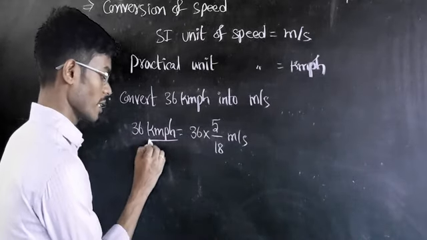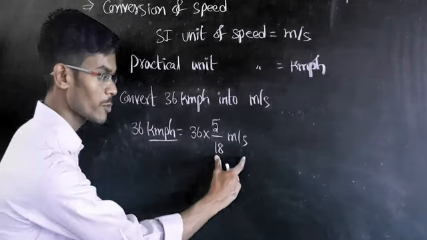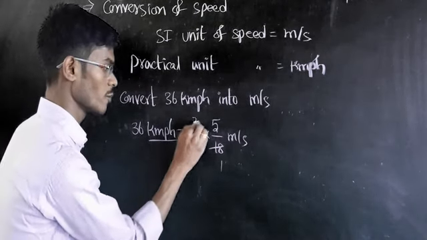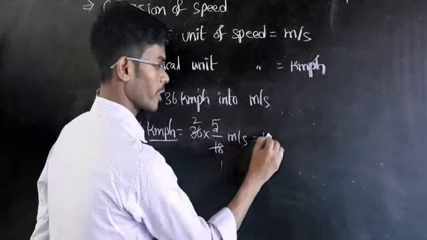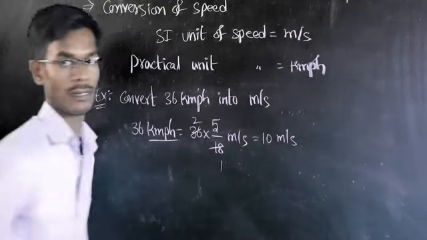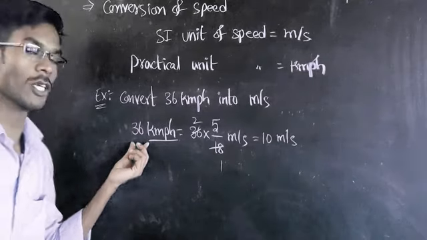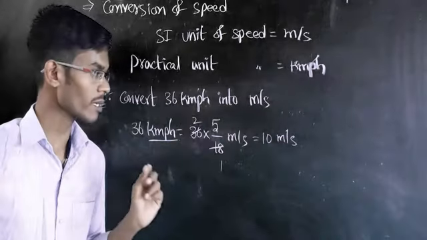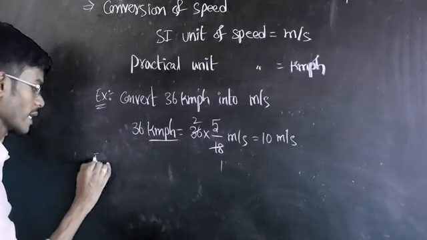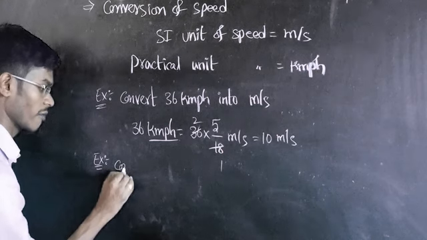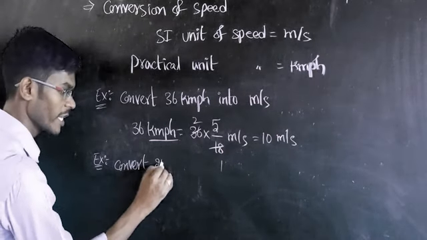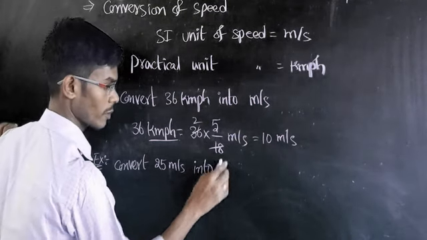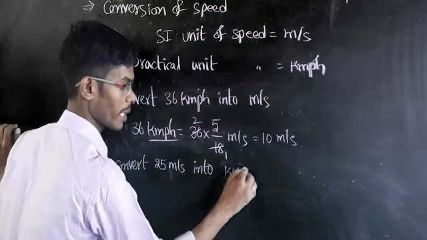So what we have done? In the place of kilometer per hour, we have substituted 5 by 18 meter per second. So 18 twos are 36, and 2 into 5 is 10 meter per second. So here we have converted 36 kilometer per hour into meter per second by considering the fraction 5 by 18 meter per second. Now consider an example: convert 25 meter per second into kilometer per hour.